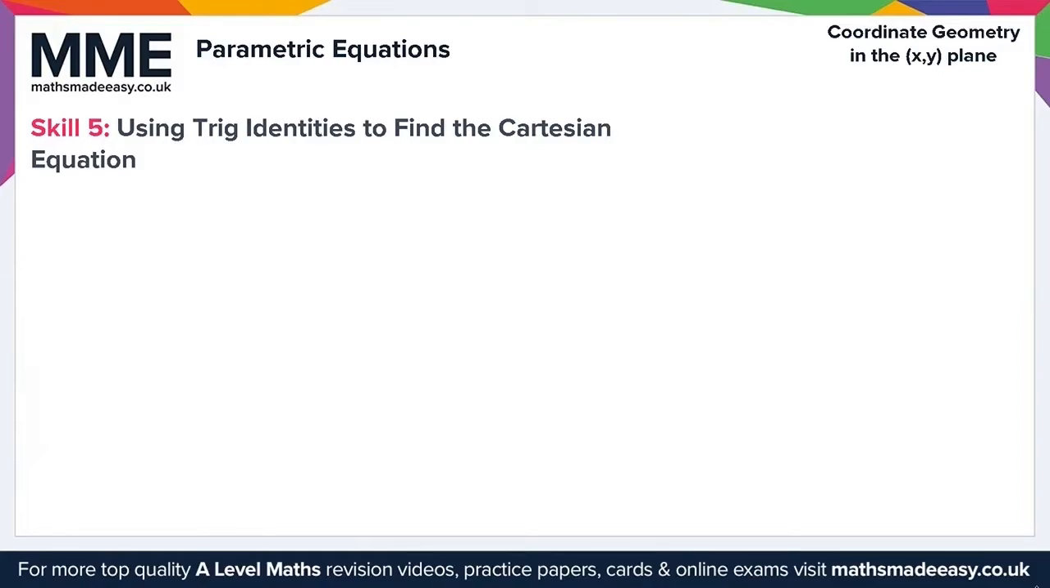Now, for parametric equations involving theta and trigonometric functions, it is often necessary to use trig identities to recover the Cartesian form. So for example here, if we want to find the Cartesian equation of x equals 1 plus cos theta, and y is equal to cos of 2 theta, how would we do this?